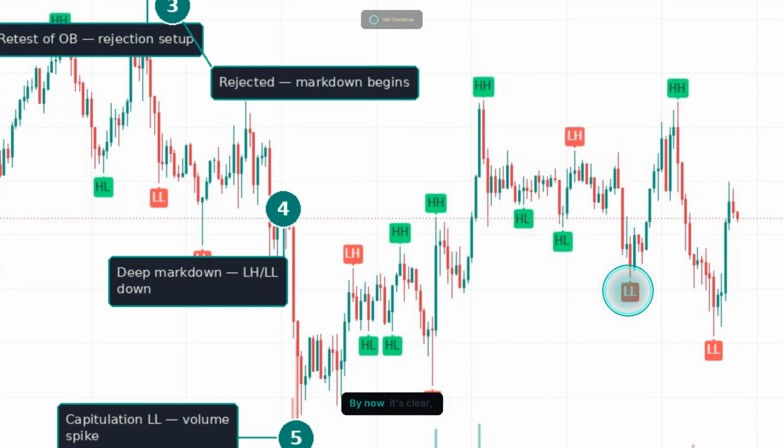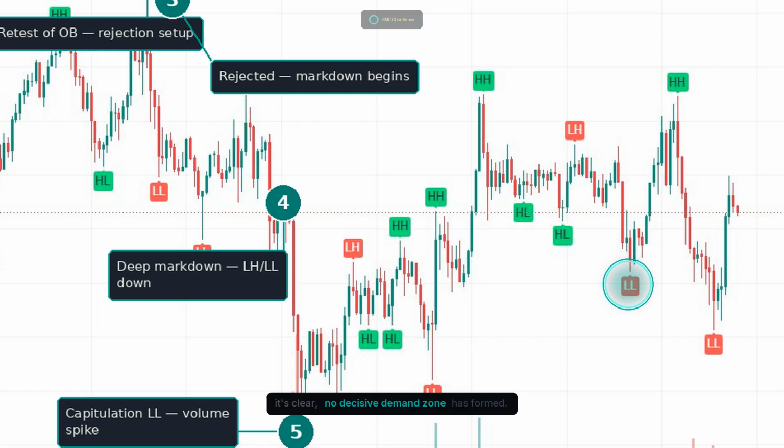By now it's clear, no decisive demand zone has formed. The base never developed into a clean, buyable level, just oscillation in a band of indecision, no zone holding with conviction. This is the read most content never shows, because it's the absence of a setup, not a setup. A reader who insists on finding one will manufacture it, drawing a zone where there isn't one, and that's the costly read.